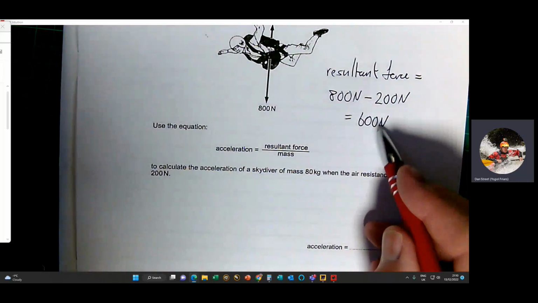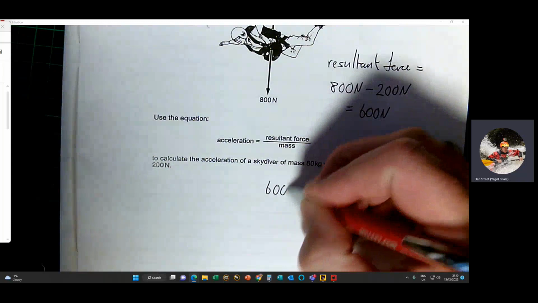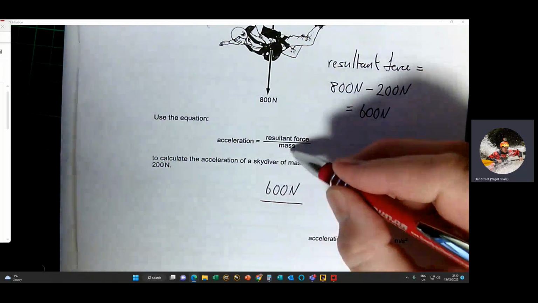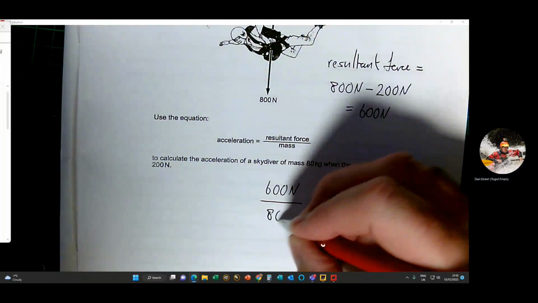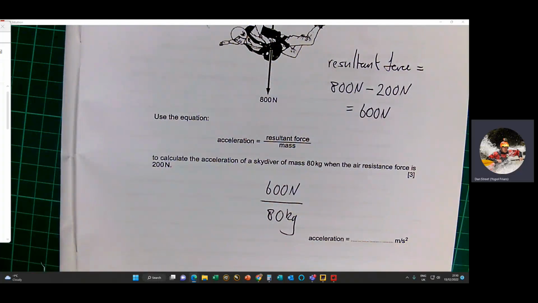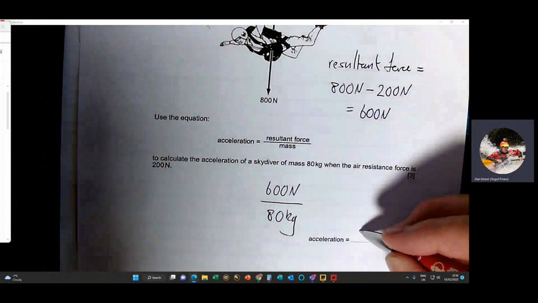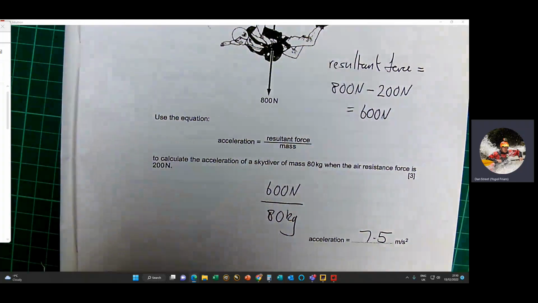And then if we use that value in this equation, then we can work out that 600 newtons divided by his mass, and his mass is quoted as 80 kilograms, gives us an acceleration of 7.5 meters per second squared.